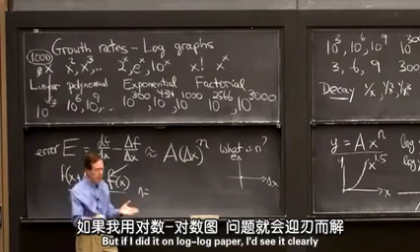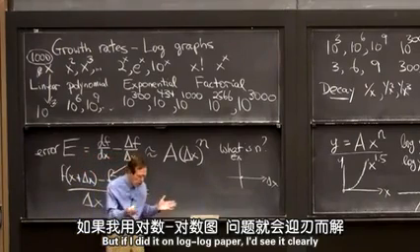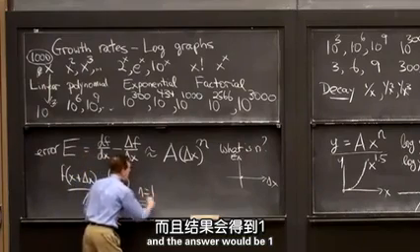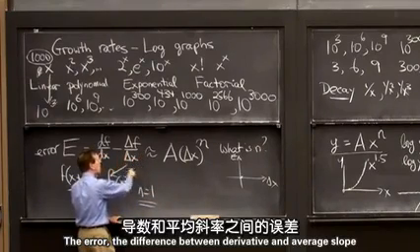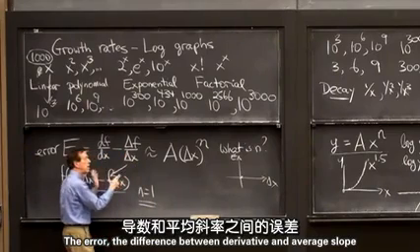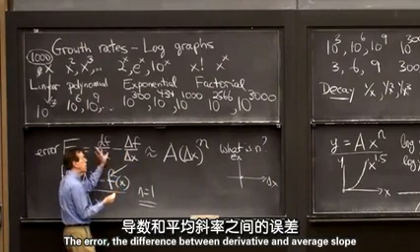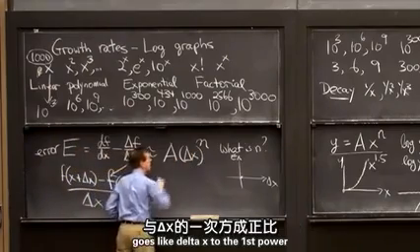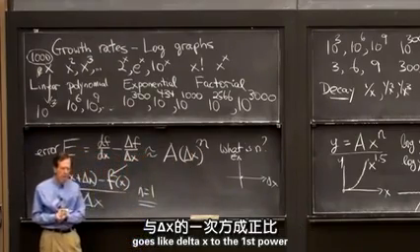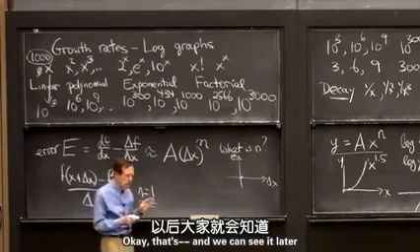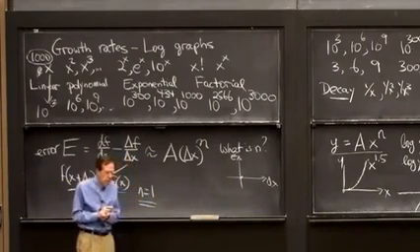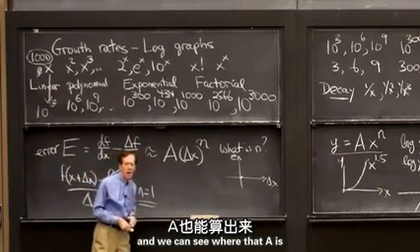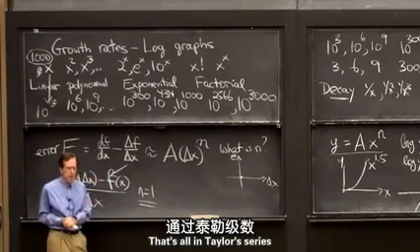But if I did it on log paper, I'd see it clearly. And the answer would be 1. The error, the difference between derivative and average slope, goes like delta x to the first power. Okay, and we can see later where that 1 comes from, and we can see where that a is. That's all in Taylor series.